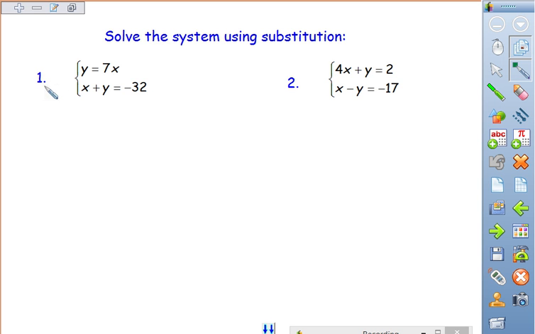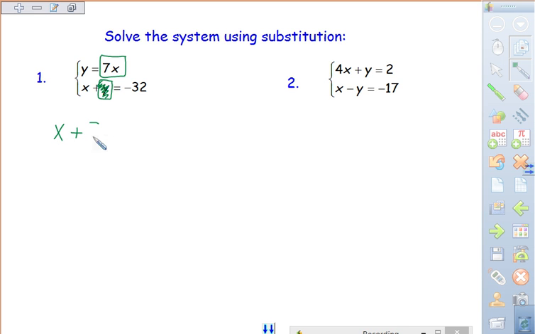So I'll start you off on number 1. Our first step was to isolate a variable, and I think that's already done for us right here. This is what y is. We want to combine these two equations into one, so we're going to put it in for y. I'm going to take this y out and put that box in. So I get x plus the box equals -32. Please pause the video while the student finishes finding x and y.